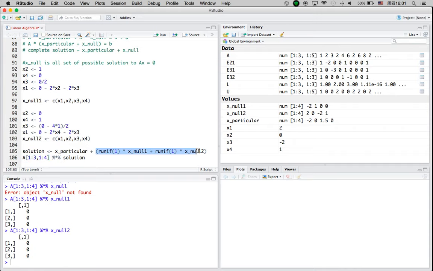Now let's take a look at a linear combination of these two vectors. It also returns 0. Every time I run the runif function, I create two unique numbers, so we can keep testing and see that they all return 0. That means all the linear combinations of these two vectors are also in the null space.